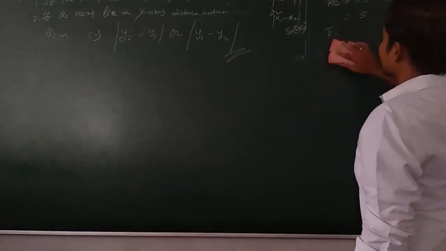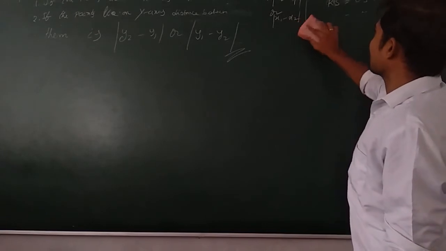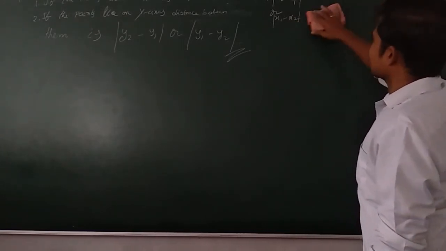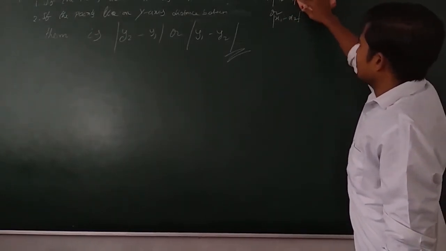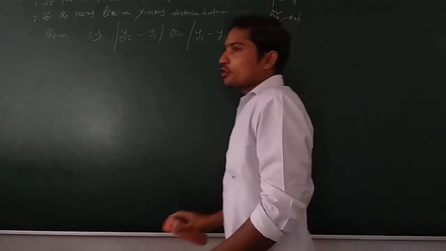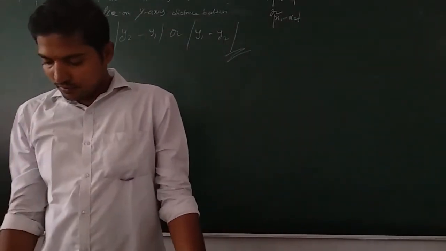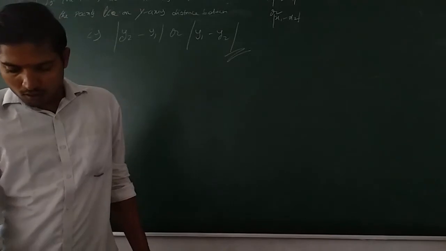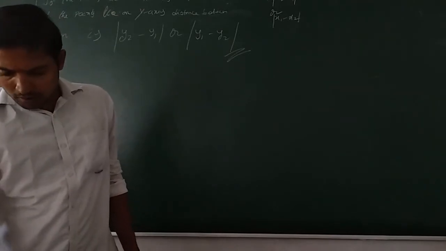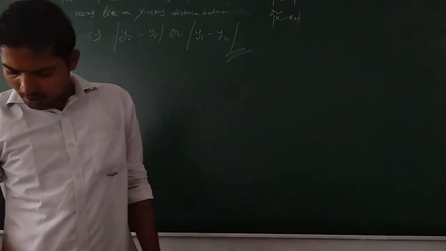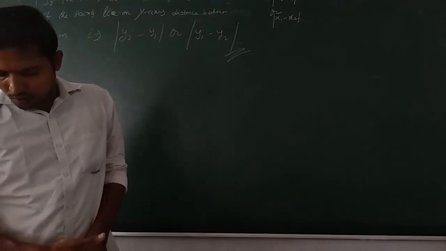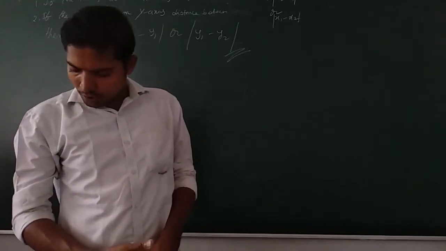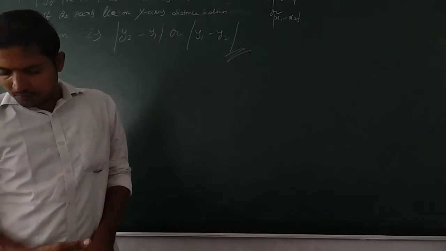So, square root of (x2 minus x1) whole square plus (y2 minus y1) whole square is the formula to find the distance between any two points. Right? Now, let us see a problem on this.